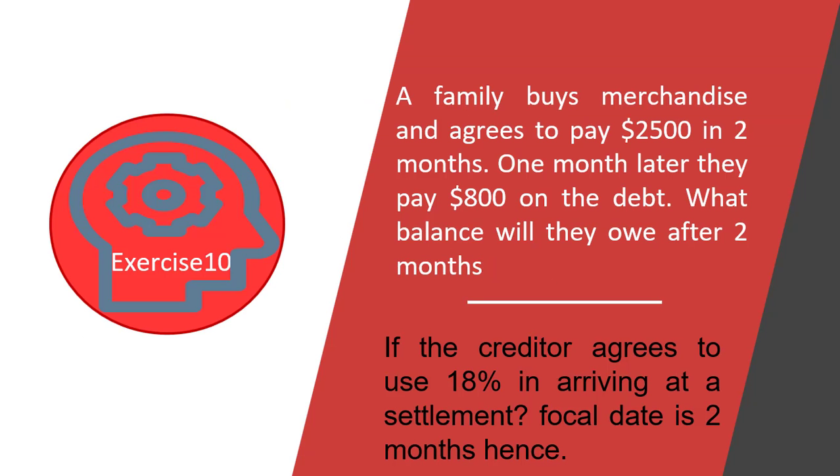Exercise number 10. A family buys merchandise and agrees to pay $2,500 in 2 months. 1 month later, they pay $800 on the debt. What balance will they owe after 2 months, if the creditor agrees to use 18% in arriving at a settlement, with the book date 2 months hence? Let's start with the time diagram.